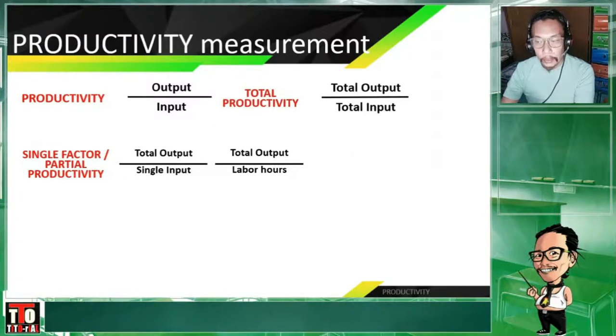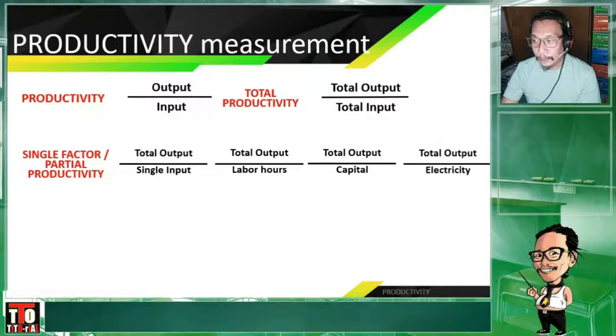Iibahin lang natin. Notice, guys, that iniiba lang natin dito yung denominator. Okay? You have your total output over your capital or your total output over the electricity bill. Pwedeng ganon.